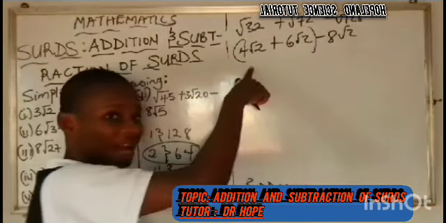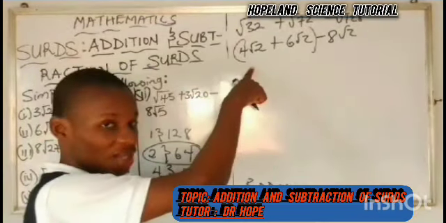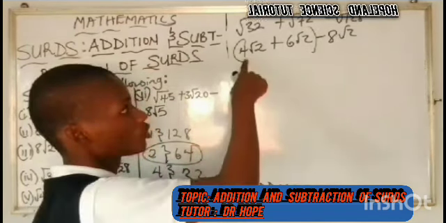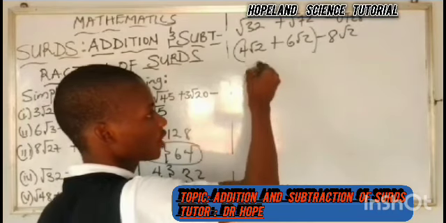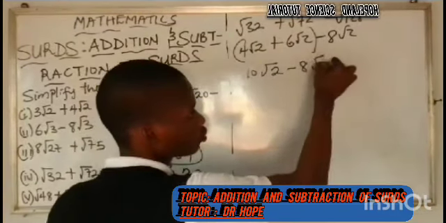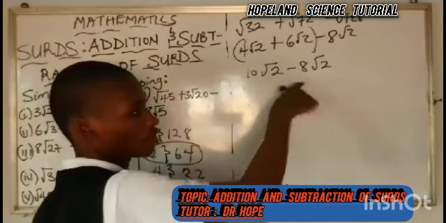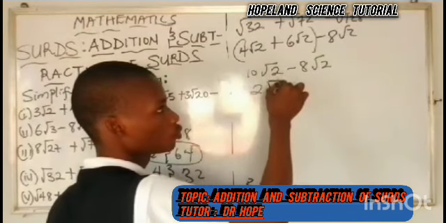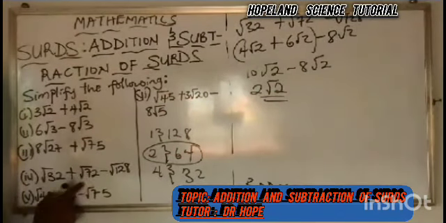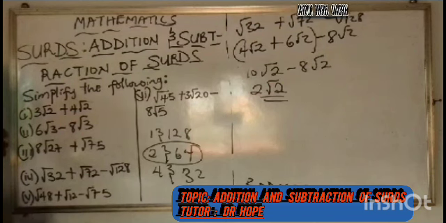So remember, whenever you are adding such surds, it is the coefficients that are actually being added, right? So 4 plus 6 will give us what? 10 root 2, minus what? 8 root 2. So 10 minus 8 will give us what? 2 root 2. So that is the answer to this question. Are we together? So let's do the next one.